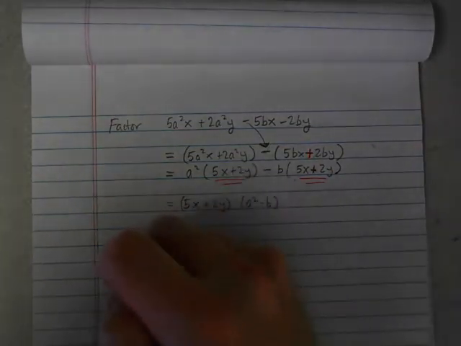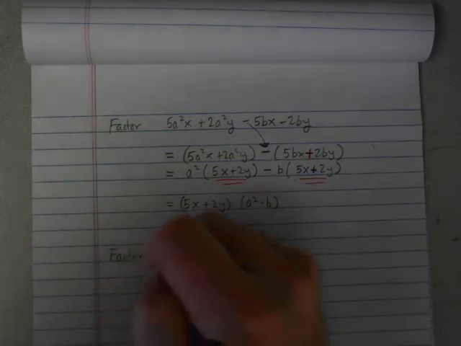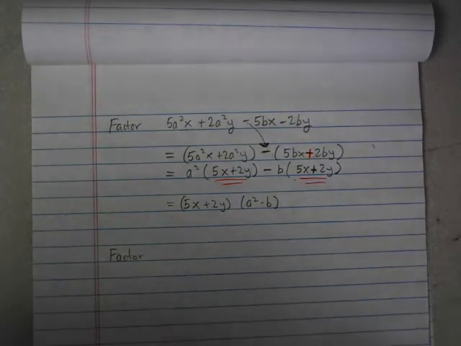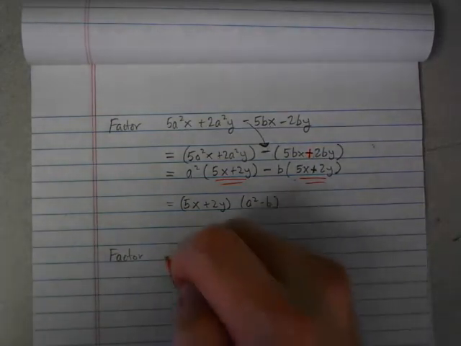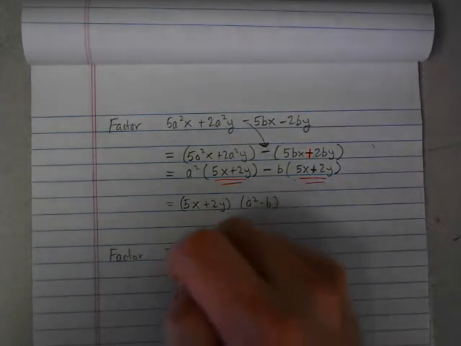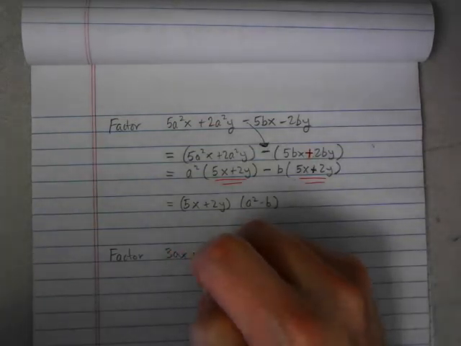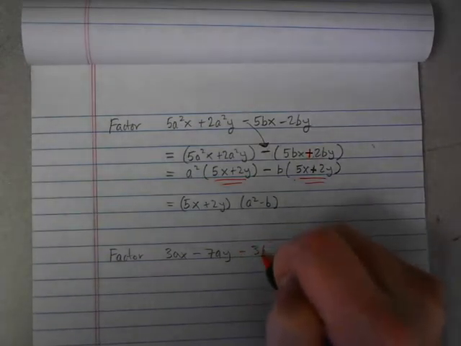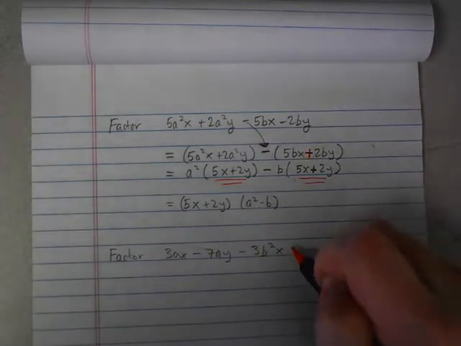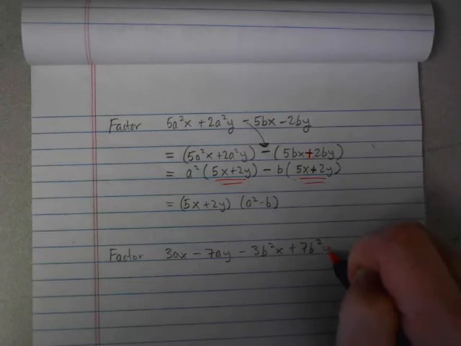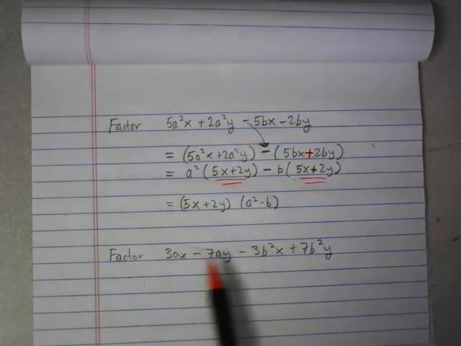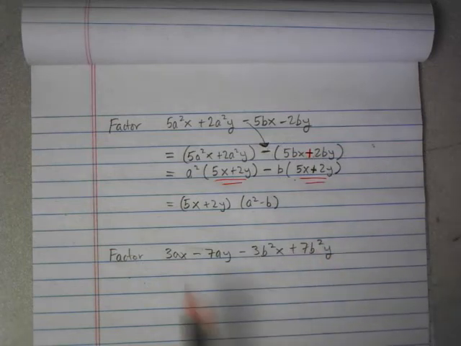All right, I will do one more of those, and then I'll give you some problems to try. Let's say 3ax minus 7ay minus 3b squared x plus 7b squared y. Again, I look for a common factor. I don't see one. I notice there are 4 terms, so I group them.